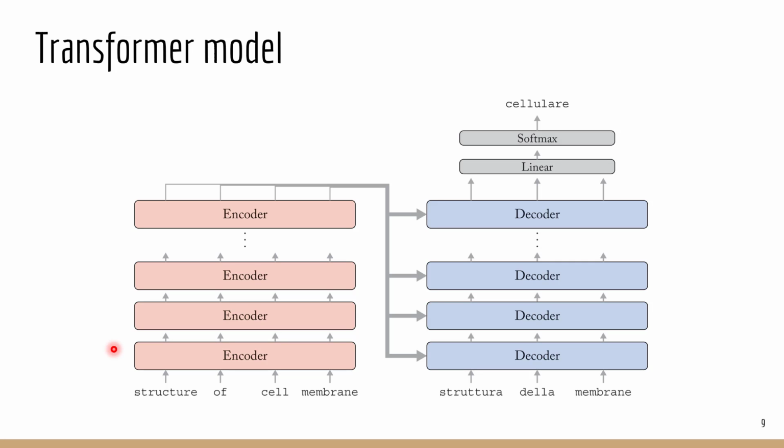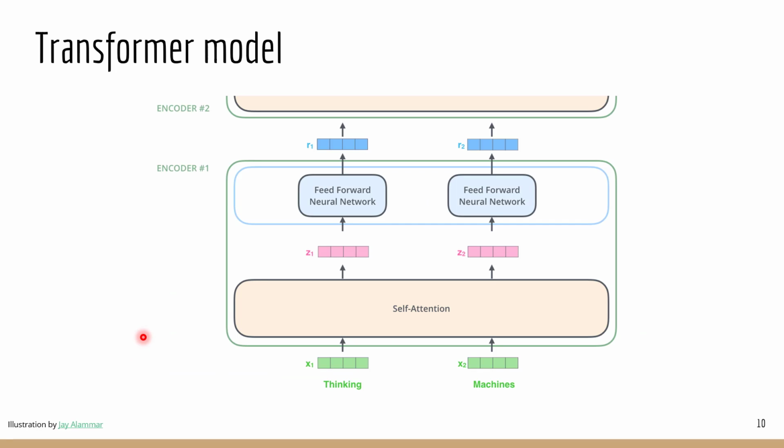Let's have a closer look at one of these encoders. In fact, encoders and decoders have similar internal structure with some slight differences. The main building block of the transformer model is something called the self-attention. So here is the internal structure of an encoder. We have some self-attention applied to the input text and then some feed-forward elements.